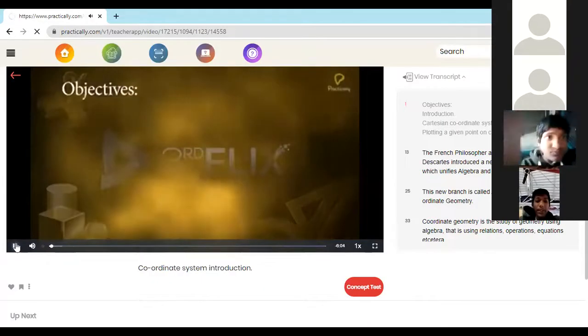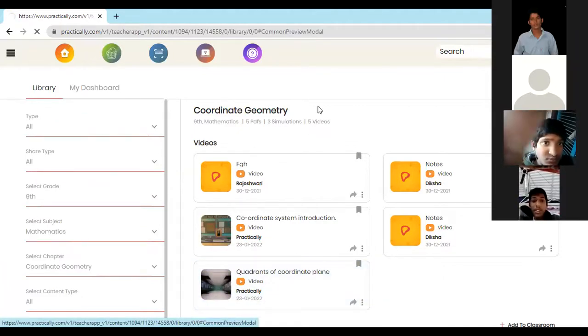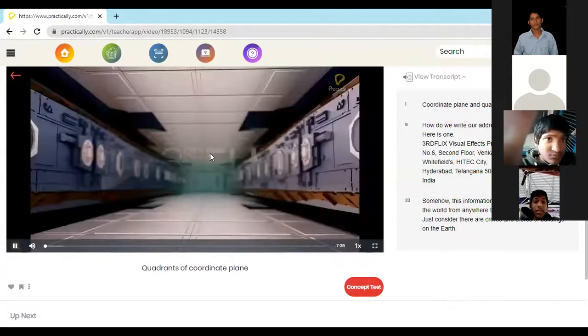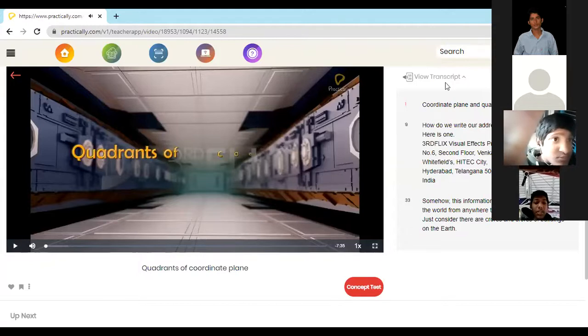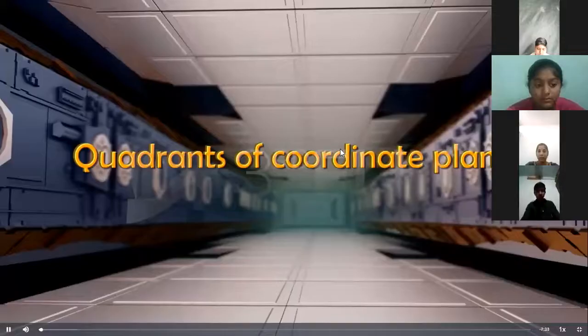Coordinate geometry. Objectives. Next, see that another one. Quadrants of coordinate plane.